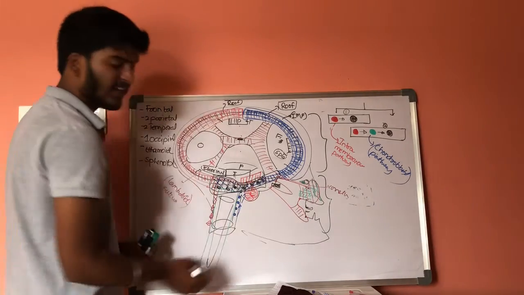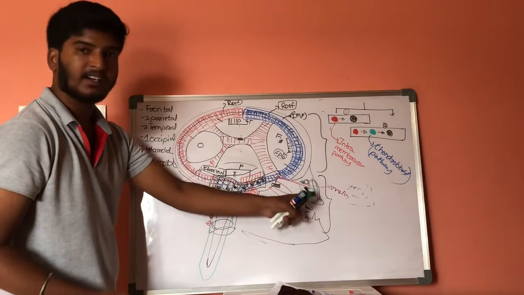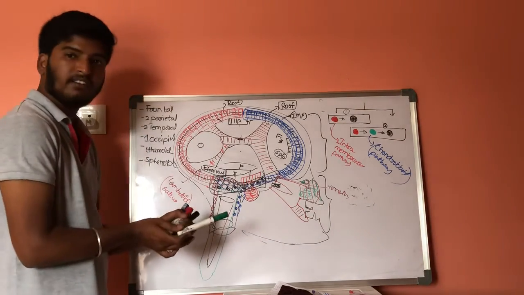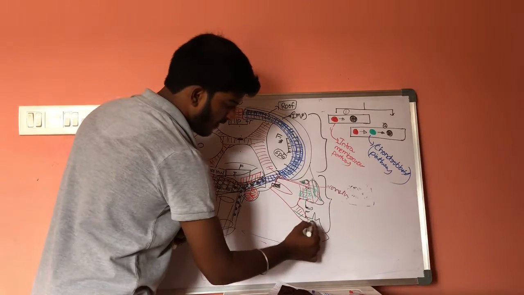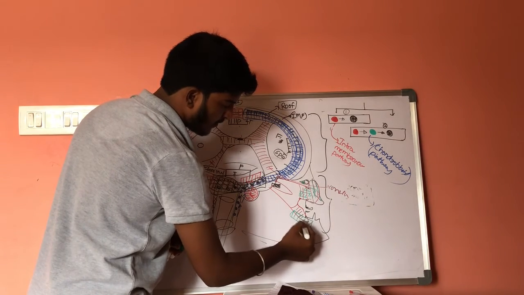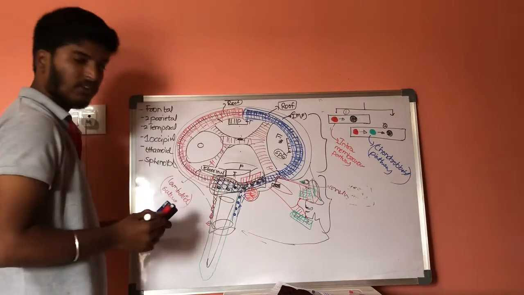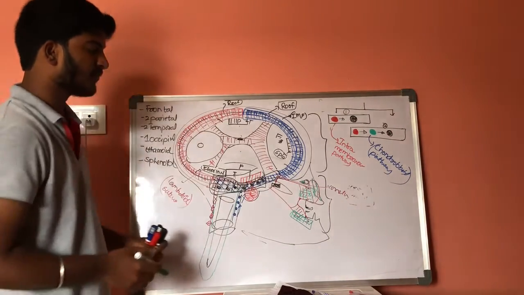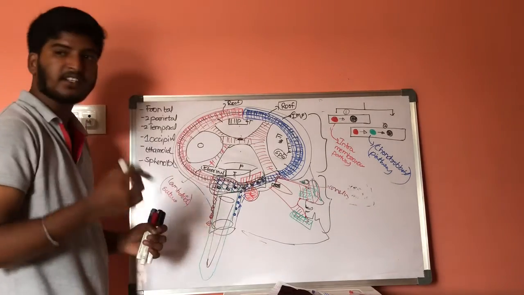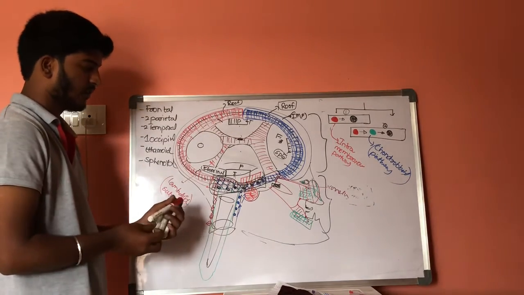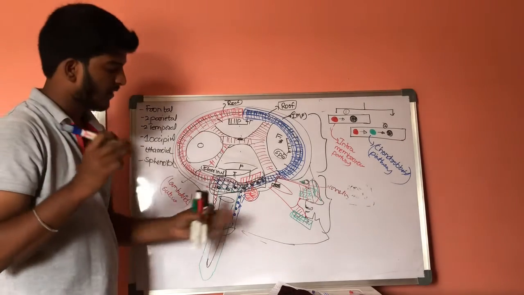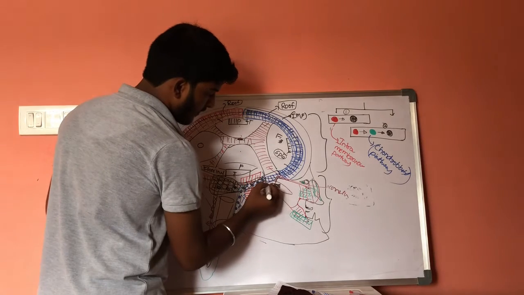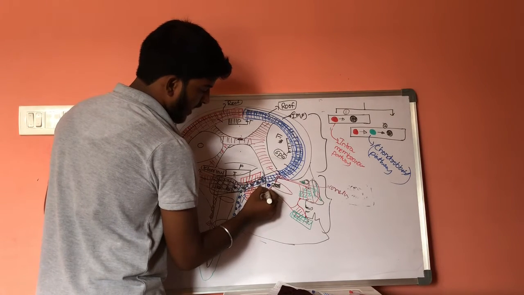These are the dorsal division, and this is the ventral division. This ventral division is involved in the development of mandibular bones. This is the mandibular bone. It also involves in the development of two bones which are present in the inner ear, that is malleus and incus.